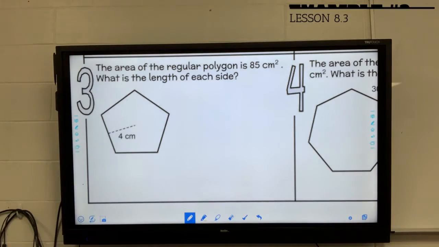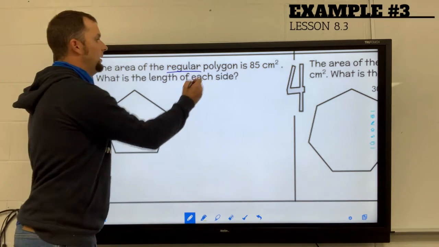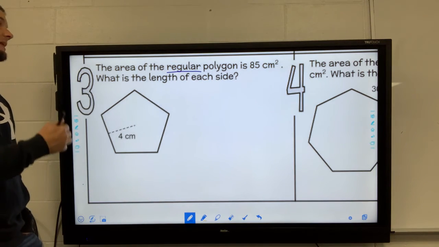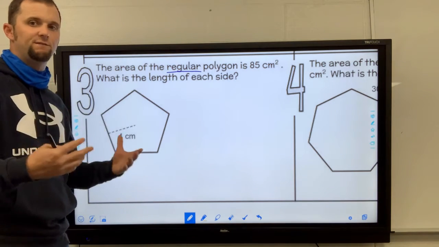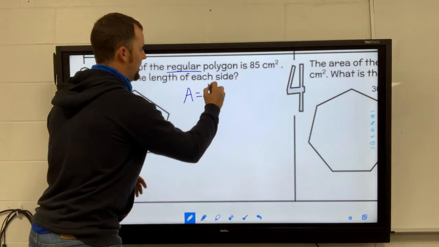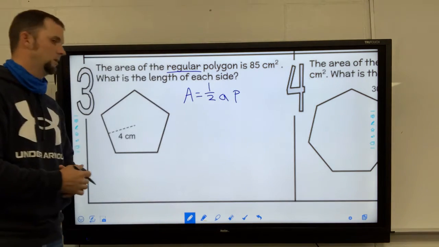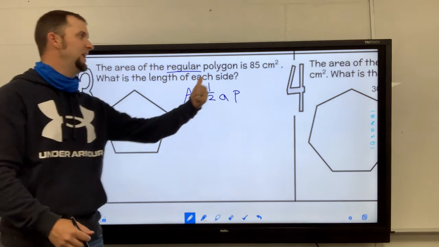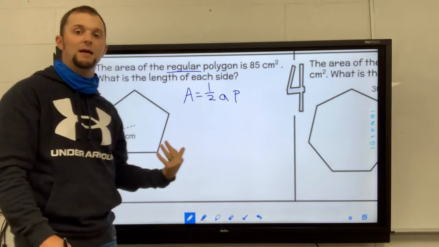All right, look at example number 3. It's telling me the area of the regular polygon is 85 centimeters squared. What is the length of each side? So right now they're giving me the area, so let's go ahead and write the formula. I know the area of a regular polygon is going to be 1/2 the apothem times the perimeter. If you look, they're giving me my apothem and my area, so I'm going to plug those in and solve for what I don't have.